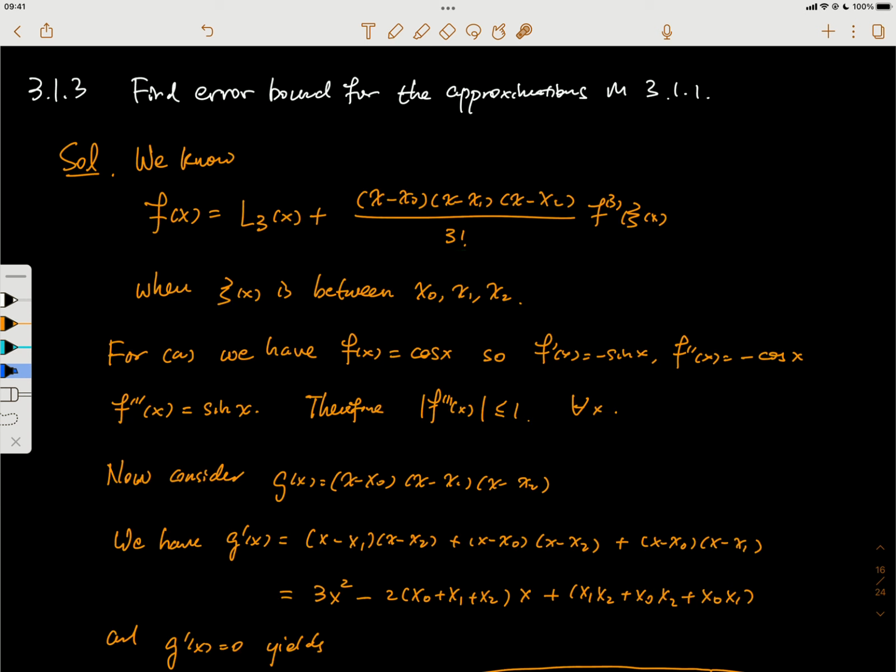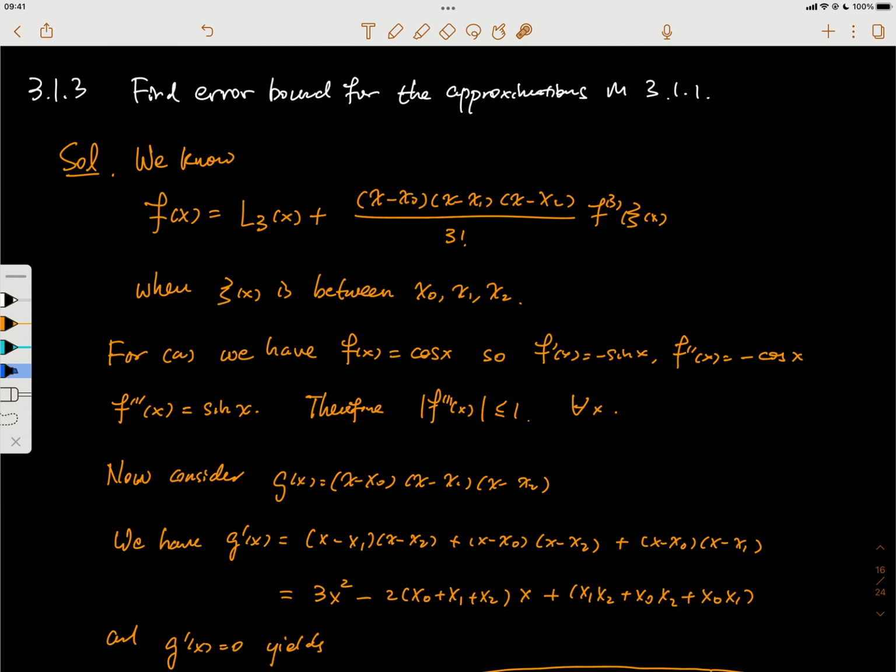The residual term is just x minus each of those given points, divided by the number of points factorial, times the nth order derivative of f at a given point c(x). The order of the derivative here is the same as the number of points. And this c(x) is just a number between those 3 points.